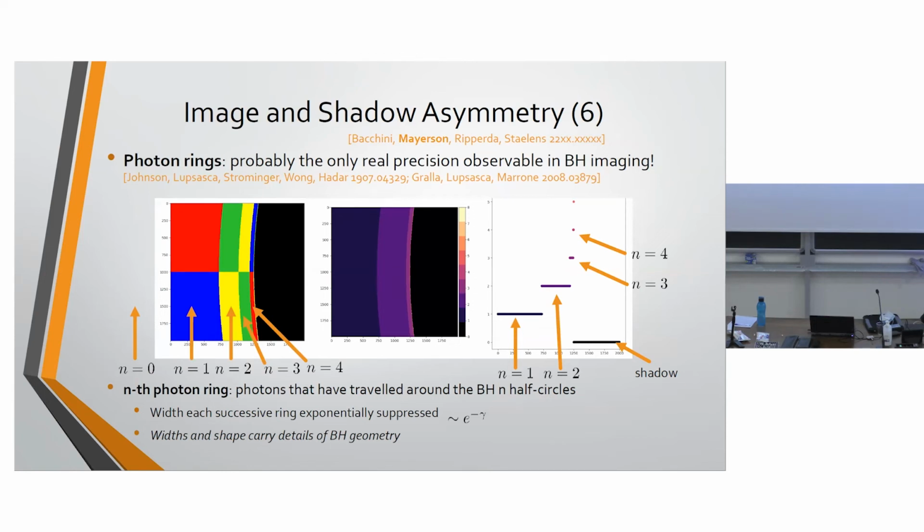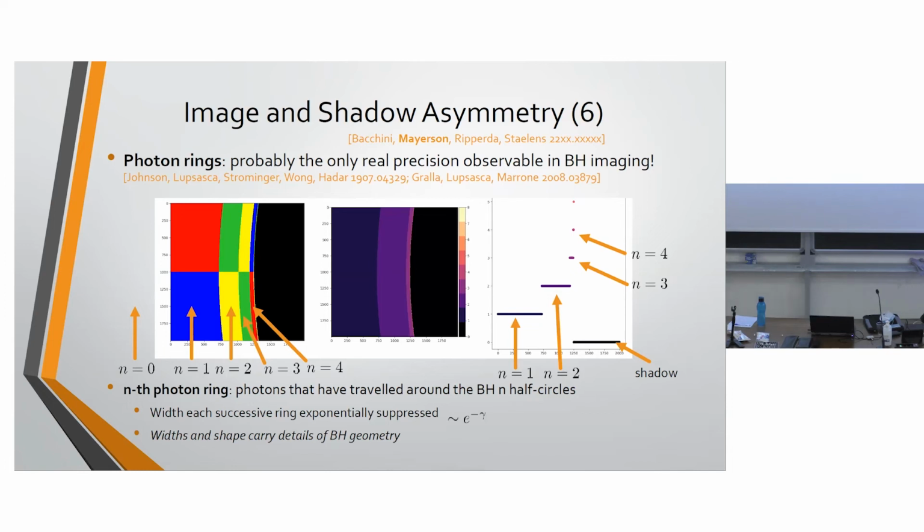In particular, n equals 0, so it hasn't traveled around at all, is the direct image, which is way over here. n equals 1 travels around half an orbit before coming out. n equals 2 travels around the full orbit, et cetera. This is something that you can see when you really zoom into the region near the shadow. And so this picture encodes a lot of information about the geometry.